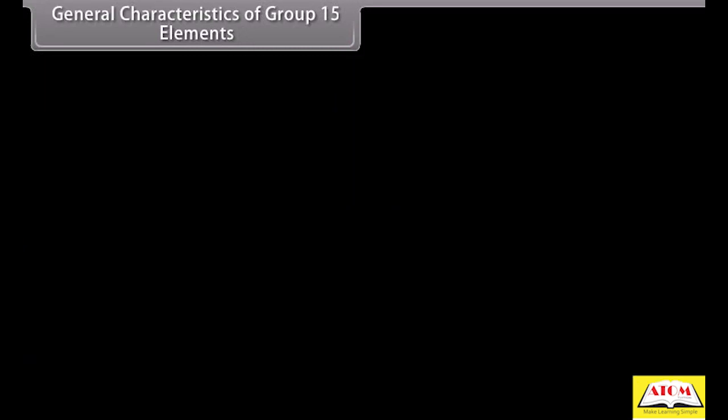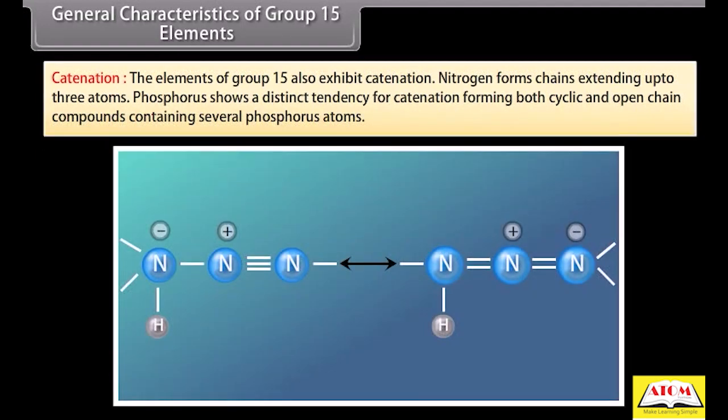General characteristics of group 15 elements. Catenation. The elements of group 15 also exhibit catenation. Nitrogen forms chains extending up to 3 atoms. Phosphorus shows a distinct tendency for catenation, forming both cyclic and open-chain compounds containing several phosphorus atoms.